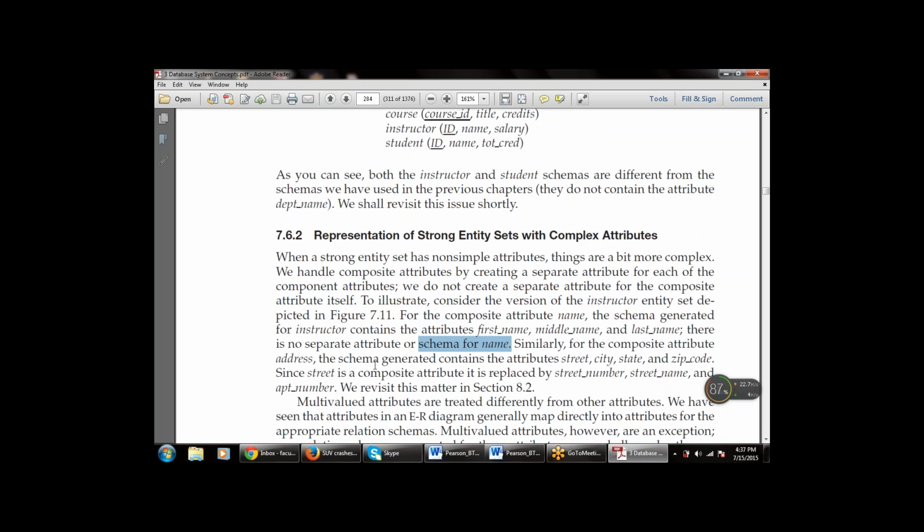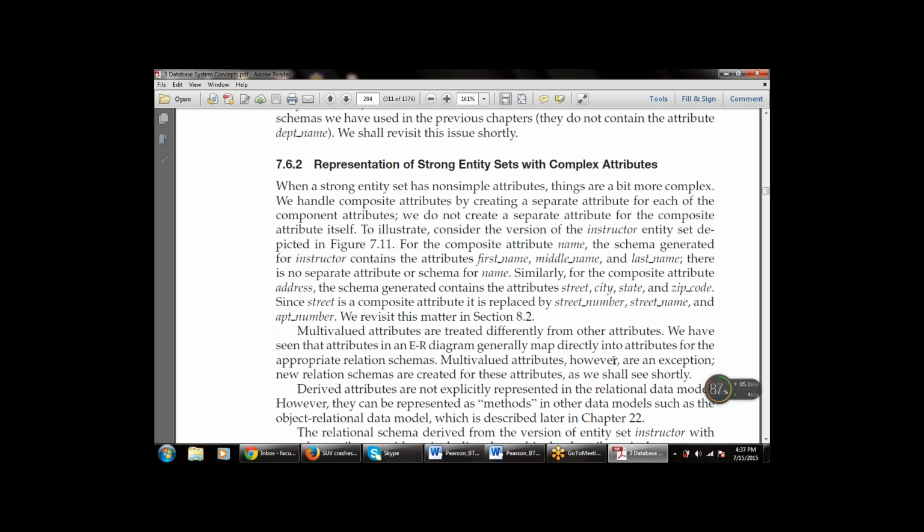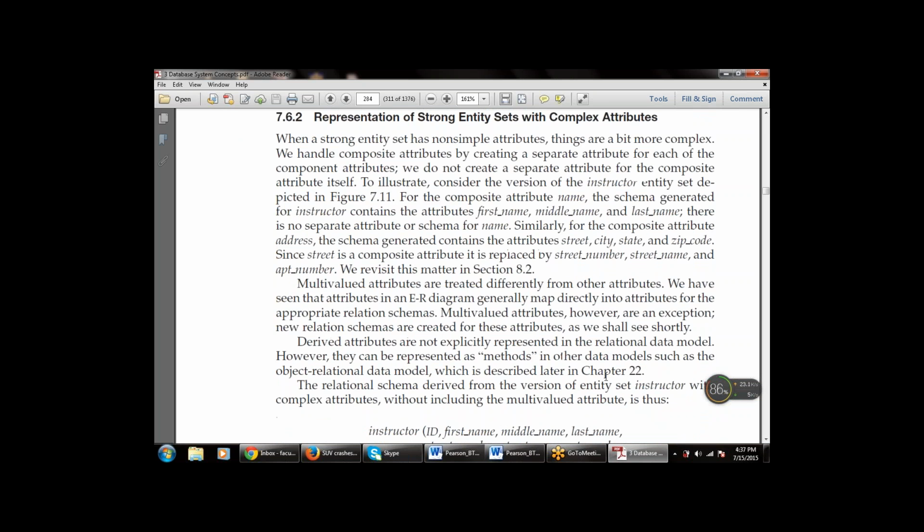Similarly, for the composite attribute address, the schema generated contains the attributes street, city, state, and zip code, and street is further represented by street number, street name, and apartment number. So that is how to represent the strong entity set with complex attributes. If there is more than one complex attribute, the same approach is used to represent the strong entity sets.